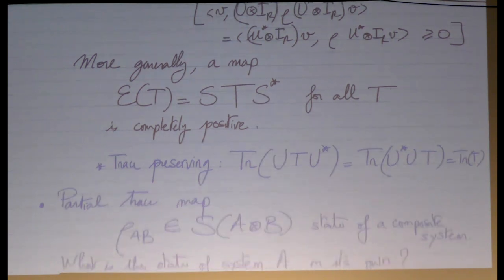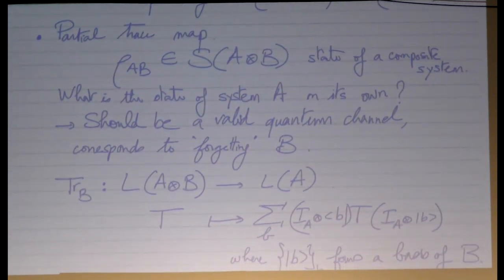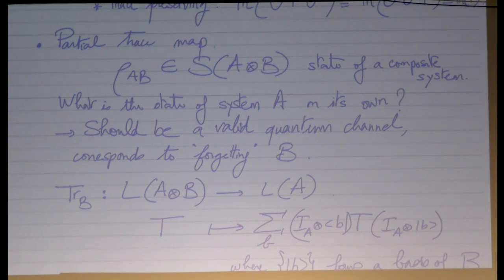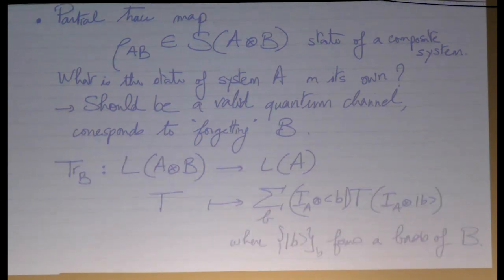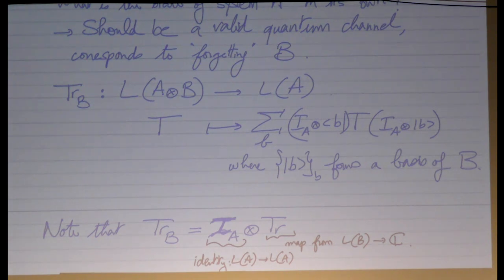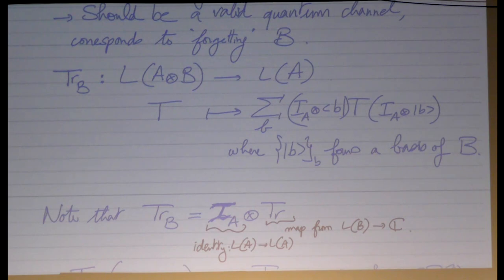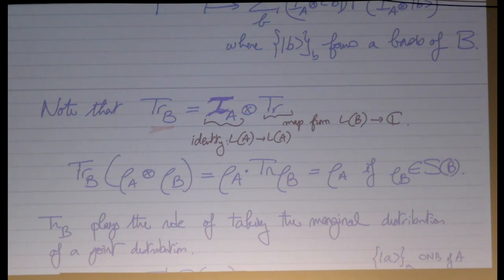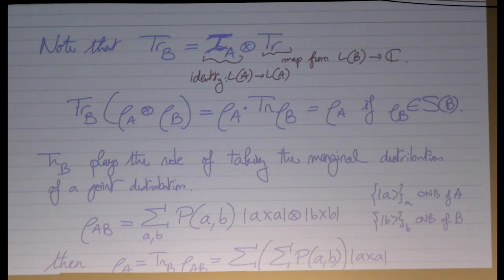Another important map that we use all the time is the partial trace map. This is the map which just forgets a system. If I have a joint state rho AB, and I forget the B system, then this is what is called the partial trace, and it's defined this way. I fix some orthogonal basis of B, and I take the sum over the basis of sandwiches with these basis operators on the B system. Another way of seeing the partial trace, and this is the reason it's written like this, is that it's the identity map tensor the trace map on the B system.